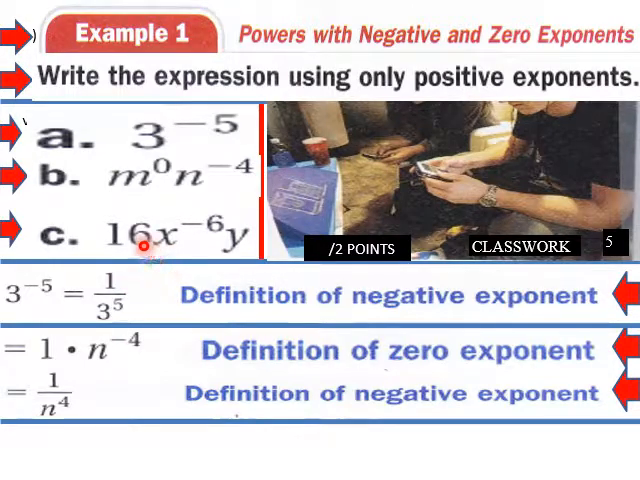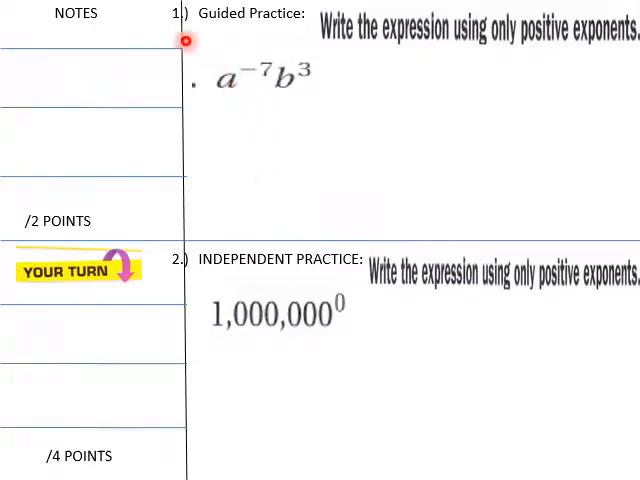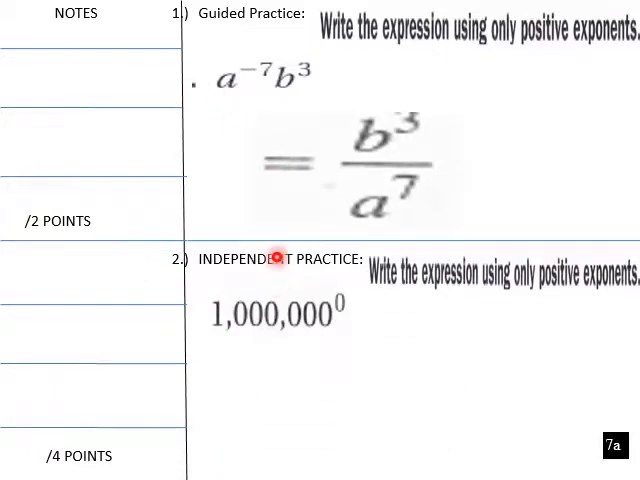And then for C, we have 16x to the negative 6 y. And then this becomes 16y over x to the 6th power, because y has a positive exponent of 1. Now, for our first guided practice, students, pay attention here so you can do yours. For our guided practice, it would be b to the 3rd power over a to the 7th. This is a negative 7, so you have to flip it, and it becomes a to the positive 7 in the denominator.